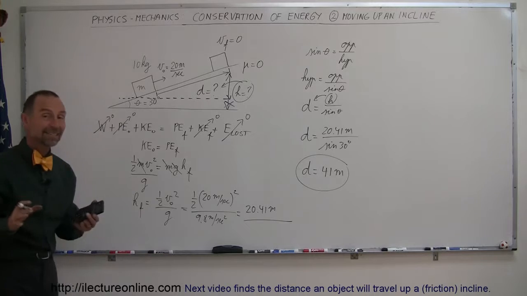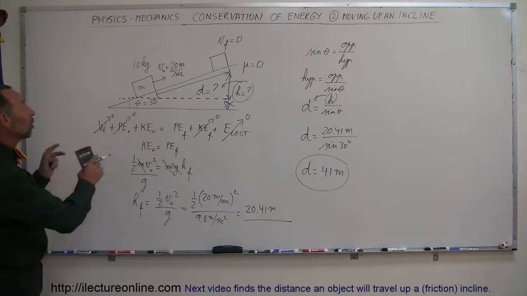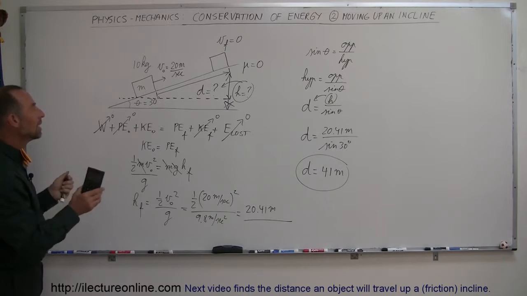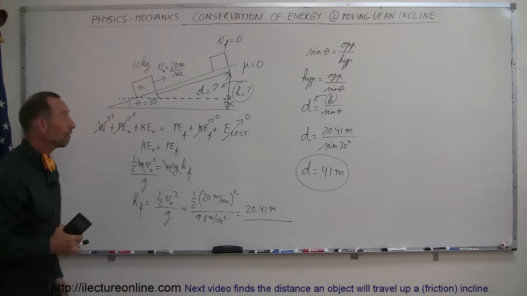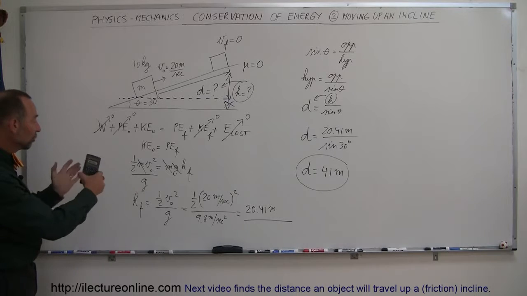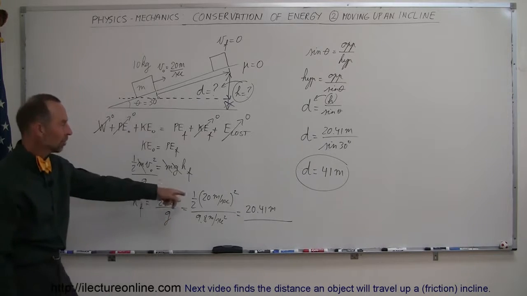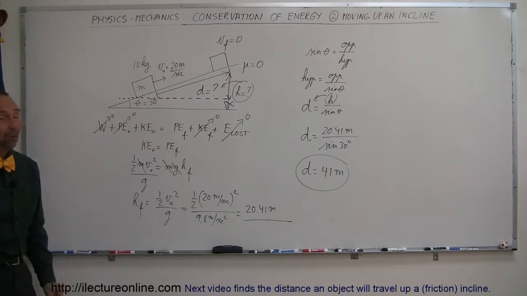So notice how easy that problem becomes when you use that equation like that. Put in all the potential terms that could have a value in the problem, then get rid of the ones that do not, and whatever is left over, solve that for the unknown variable, which in this case was the final height, which then is used to find the distance traveled up the incline. And that's how you do a problem like that.